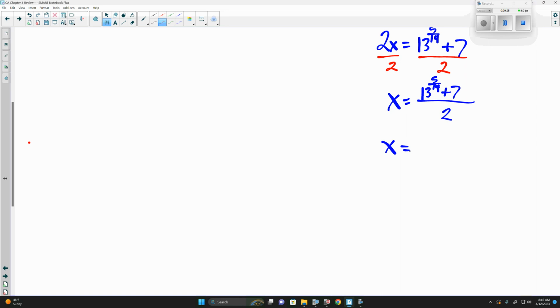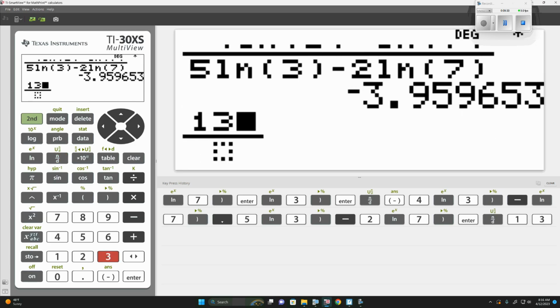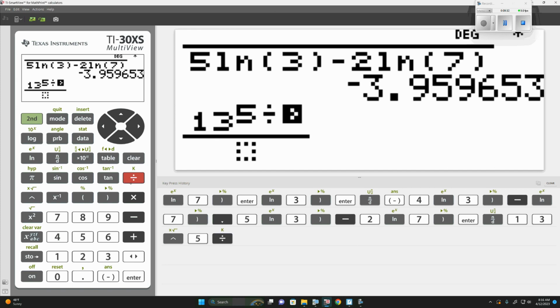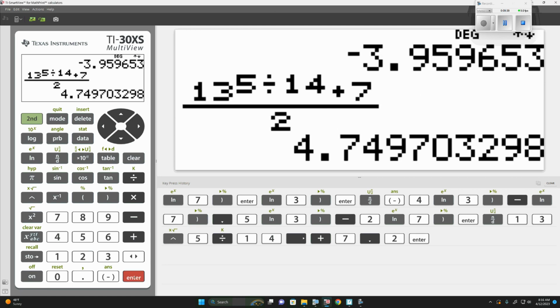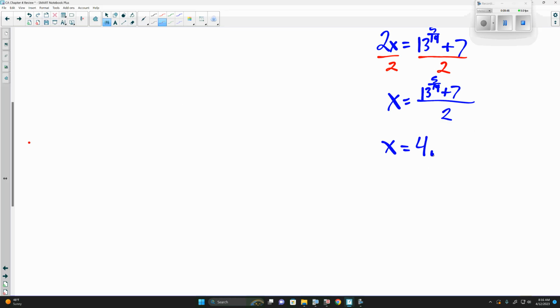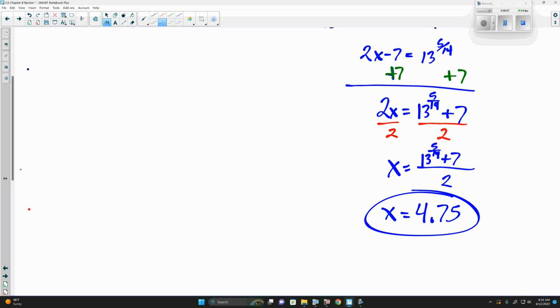And at this point here, we can plug it in. 13 to the 5/14 plus 7, all divided by 2, is 4.749, or 4.75. That's it. Questions on 28, 29?